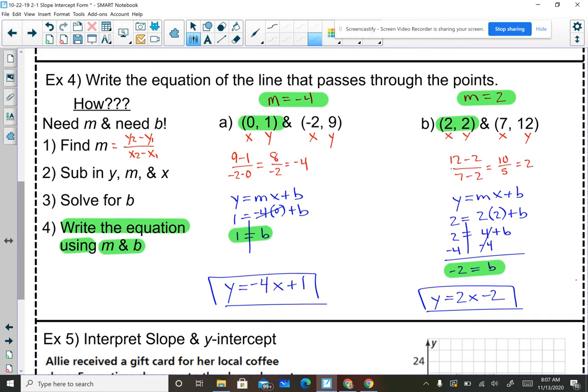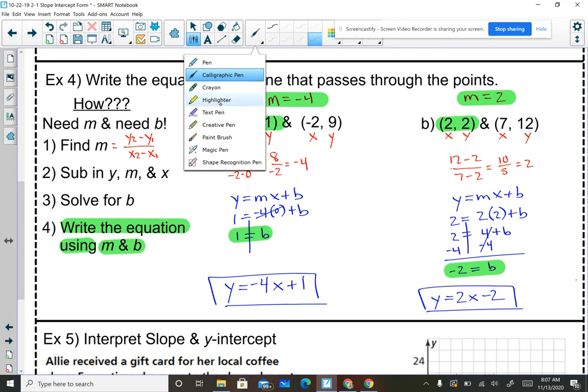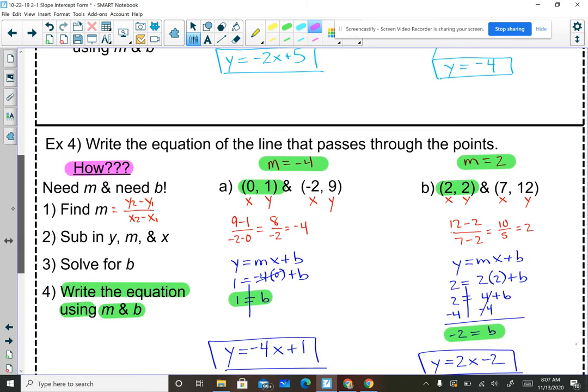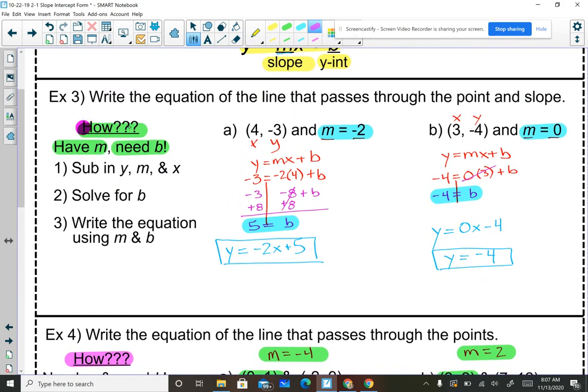Okay, so hopefully that makes sense. And let me know during office hours if you have any questions, if there's anything I can help you with. But go back to these examples and use this how box. This how box will really tell you exactly what you need to do in order. Okay, so this how box when you have 2 points, and then this how box up here when you have a point and a slope. Okay, so refer to that when you need to.